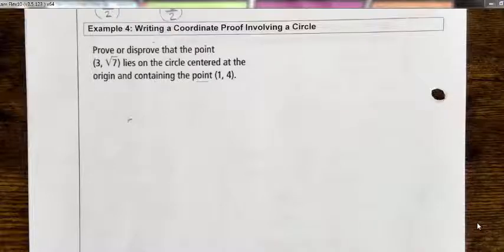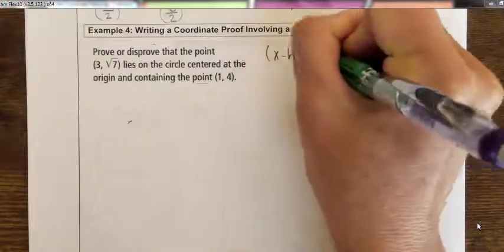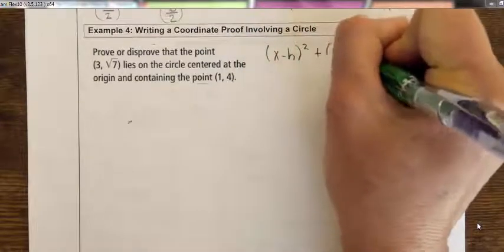All right, moving on to example 4. We're going to prove or disprove that the point 3, root 7 lies on the circle centered at the origin and containing the point 1, 4. Okay, so we know that for the standard equation of a circle, it looks like this.